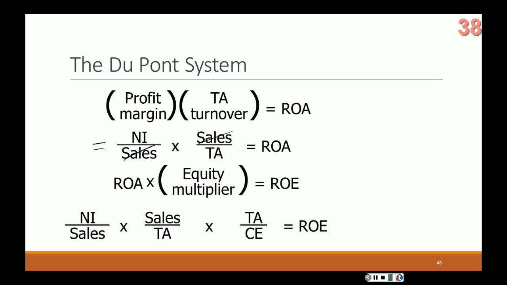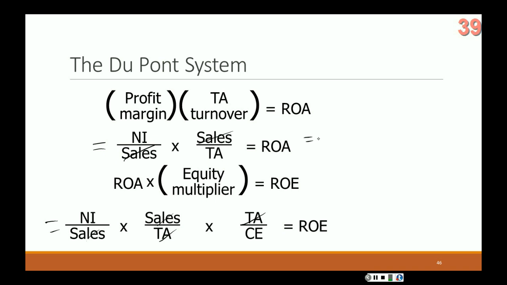If we multiply the ROA by the equity multiplier, then we get return on equity. So if you look at this via formula, net income over sales times sales over total assets, the sales cancel out, then multiply that by total assets over common stockholders' equity, and the total assets cancel out. So that's net income over common shareholders' equity to give you return on equity. So this ties together profitability, asset efficiency, and the use of debt.